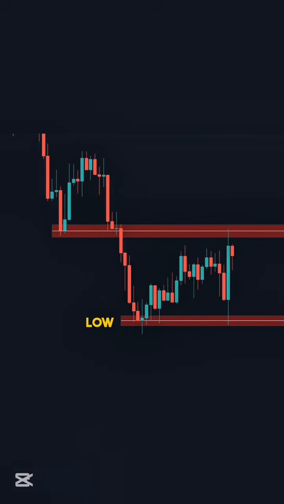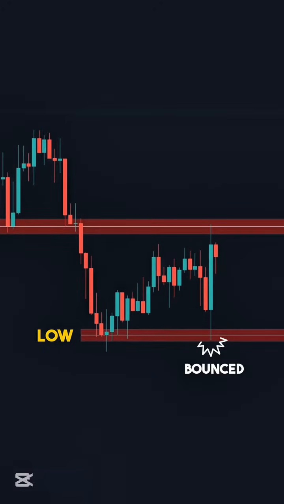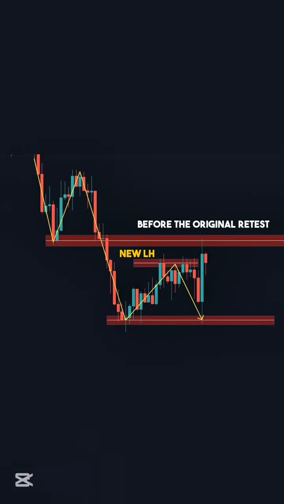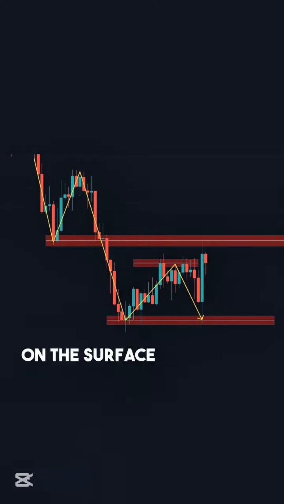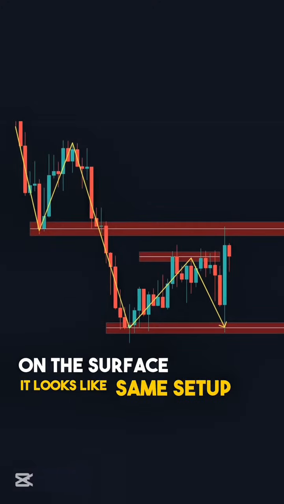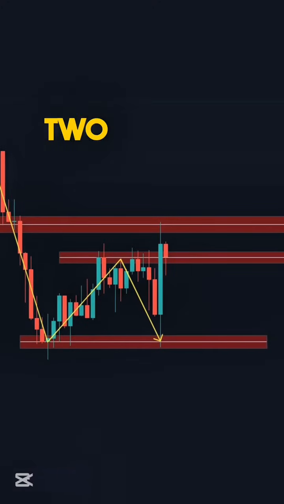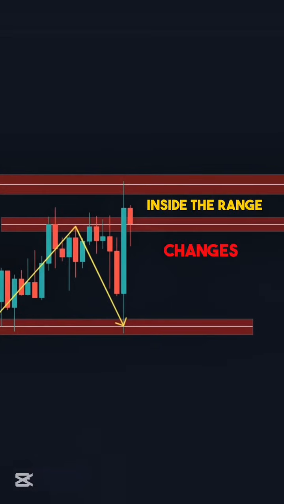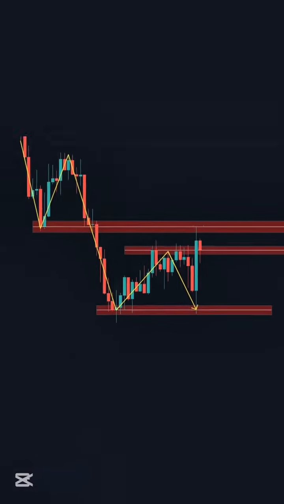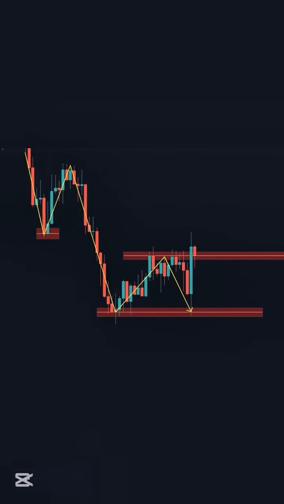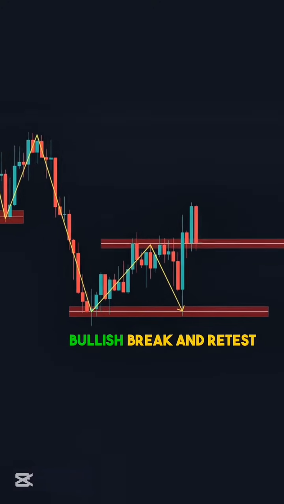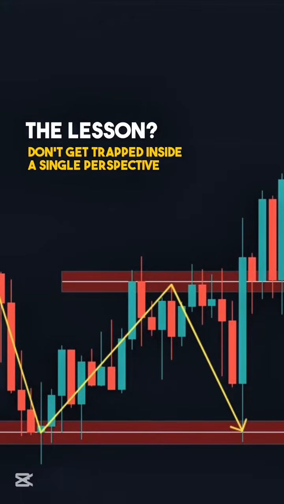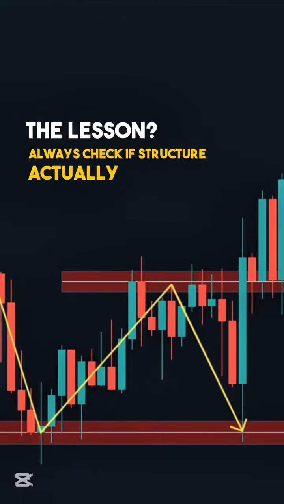Look closer at the low area. Price bounced, it reacted, and quietly built a new lower high before the original retest even formed. On the surface, it looks like the same setup. But in reality, we now have 2 overlapping structures inside the same range. And that changes everything. Because what you thought was a bearish continuation is now turning into a bullish break and retest setup. The lesson? Don't get trapped inside a single perspective. Always check if structure actually stayed the same.